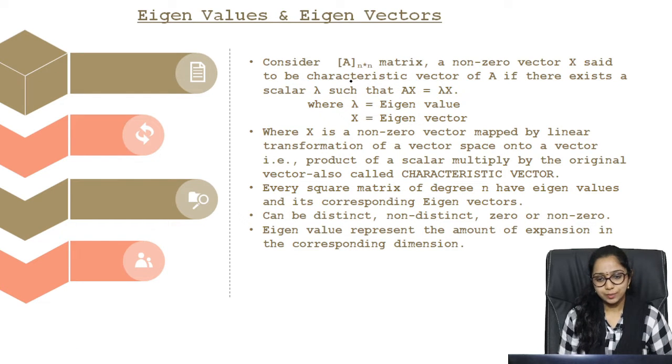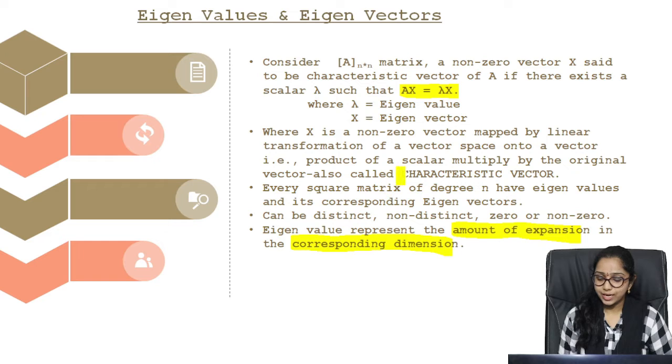Let us consider a matrix A of size n by n, precisely a square matrix. Then there exists a non-zero vector, said to be a characteristic vector of A, such that it satisfies the equation Ax = λx, where x is a characteristic vector or eigenvector and λ is the eigenvalue. The eigenvalue represents the amount of expansion in the corresponding dimension of the eigenvector.